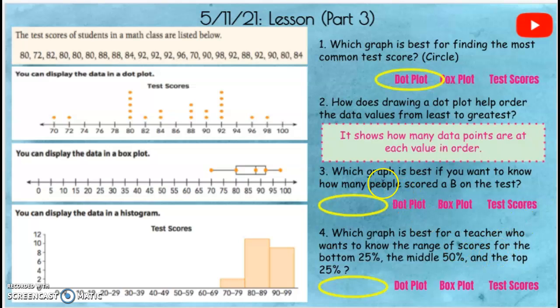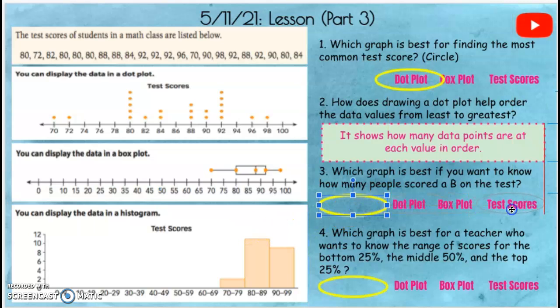Which graph is best if you want to know how many people scored a B? All right, I mean, yes, we can take a look and we can kind of count here. We can be like, okay, 1, 2, 3, 4, 5. Whoo! This one, I mean, we don't know how many people scored a B, but I mean, this last one, a histogram, if we were to look at the histogram, a B is between 80 and 89%. Look at that. We just go right over here and there's 10. Whoa, that was the easiest one.